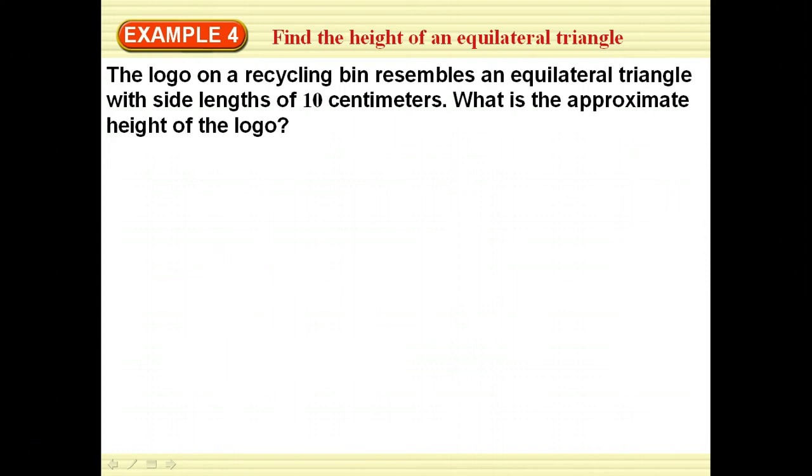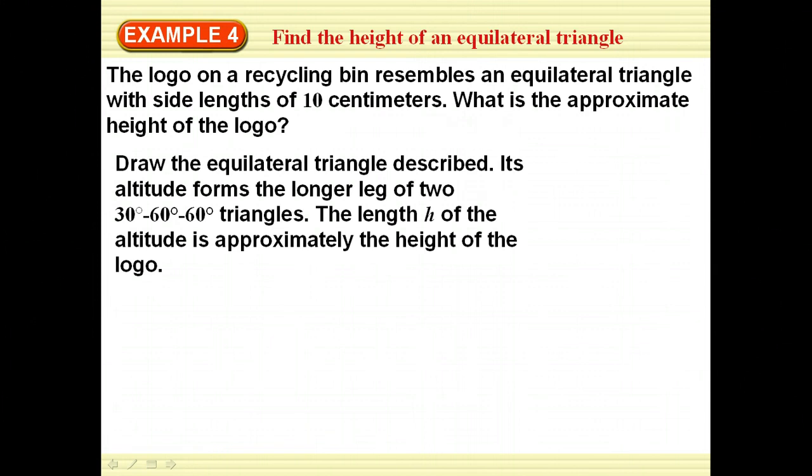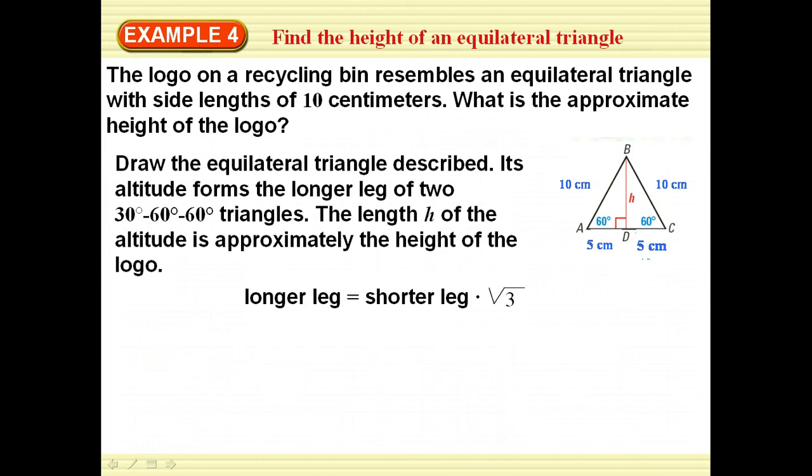The logo on a recycling bin resembles an equilateral triangle with side lengths of 10 centimeters. What's the approximate height of the logo? So I'm going to draw the equilateral triangle described. Its altitude forms the longer leg of two 30, 60, 90 triangles. The length h of the altitude is approximately the height of the logo. So when I divided this, it became 5. And so my longer leg is the shorter leg times the square root of 3. So in this case, that is 5 square roots of 3, or approximately 8.7 centimeters.